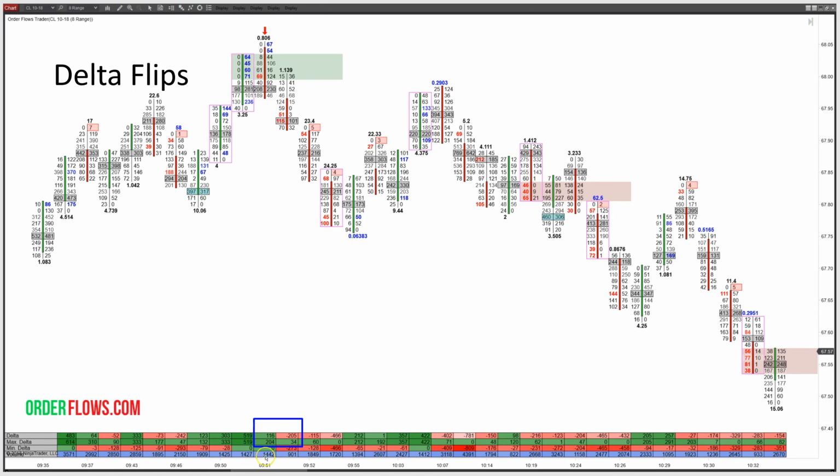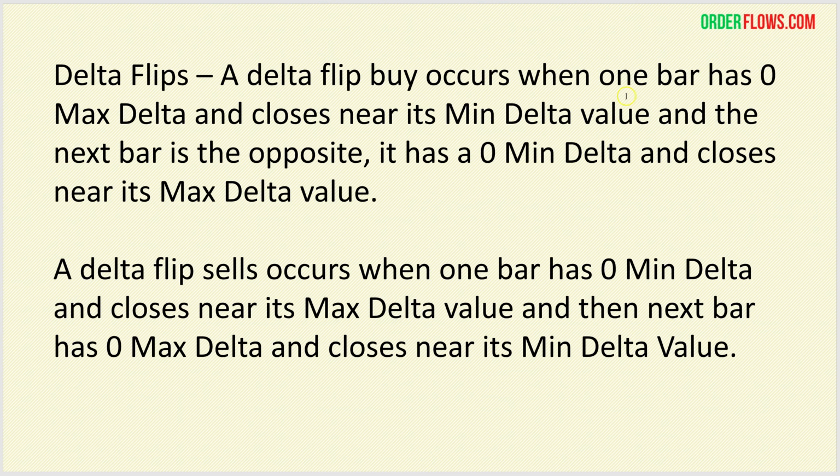This is how it appears here for a sell. You got 116 final delta, 0 min delta, then minus 205, small max delta of 34. Your min delta was 273. So again, while I gave you these instructions saying it has to be 0, it doesn't have to be 0. It could be a small number depending on the market that you're looking at.